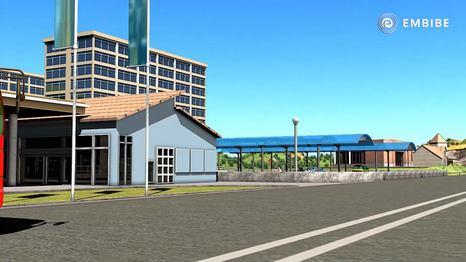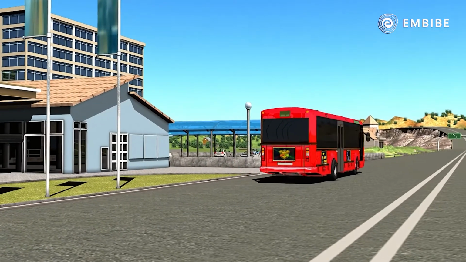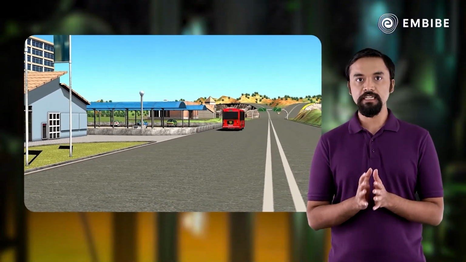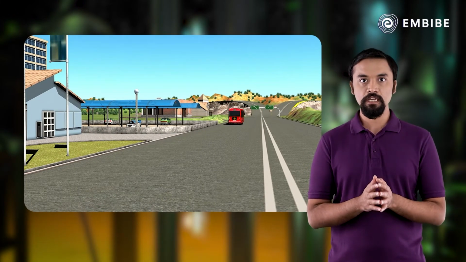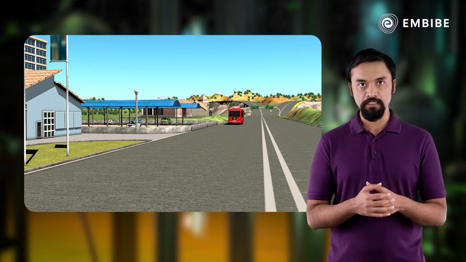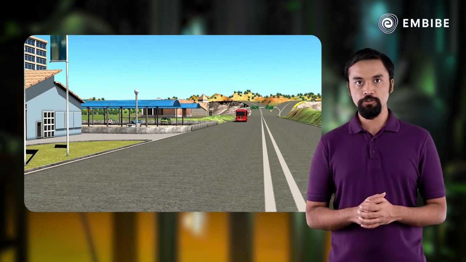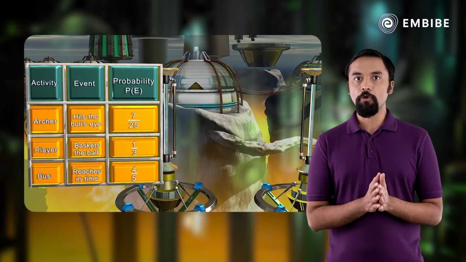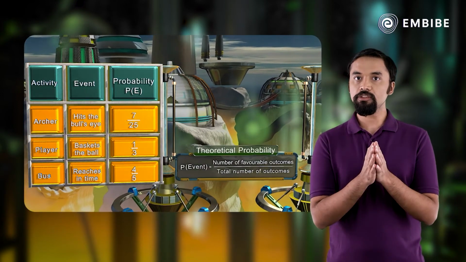Event 3: The bus reaches on time 40 times out of 50 runs. Probability of the bus reaching on time is equal to the number of times the event occurs upon the total number of trials, which is 40 upon 50, equal to 4 upon 5. Thus, we have found the probability of some events for which we could not find the same using the theoretical method.